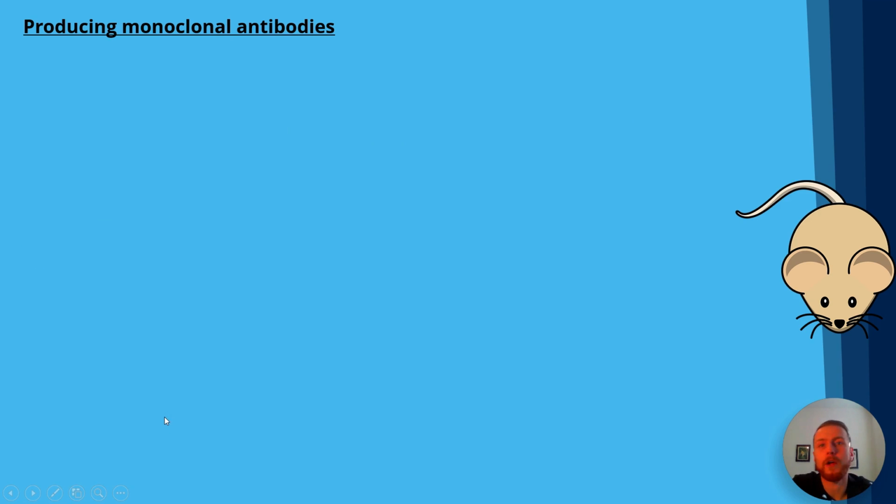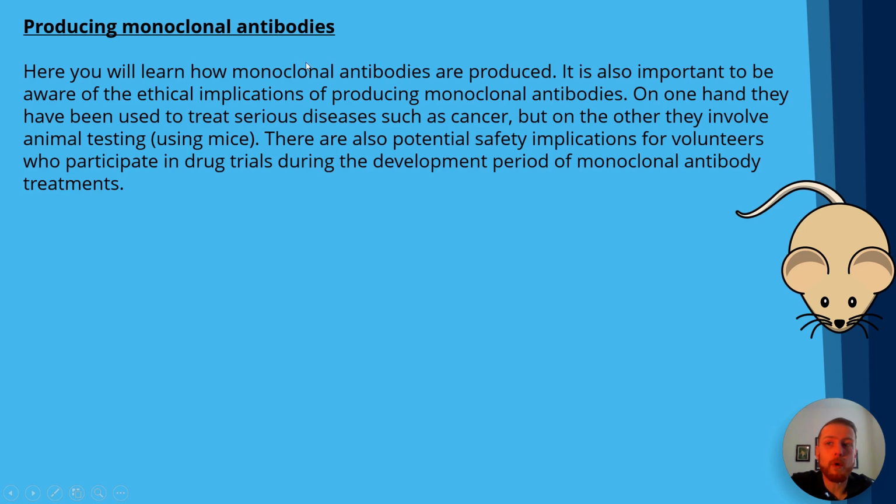So producing monoclonal antibodies next of all. Now this can be quite controversial because it does involve animal testing. So it's important to be aware of ethical implications. So on one hand, monoclonal antibodies have been used to treat very serious diseases such as cancer. But on the other hand, we have to use organisms like mice in order to develop them. In addition to this, there are also safety implications to the human volunteers that are involved in drug trials. So how do we form them then?